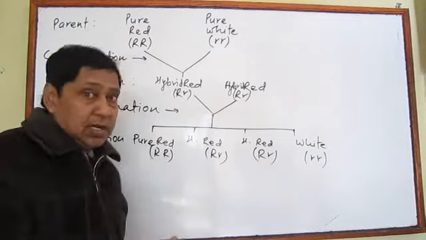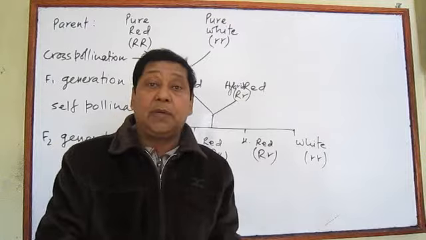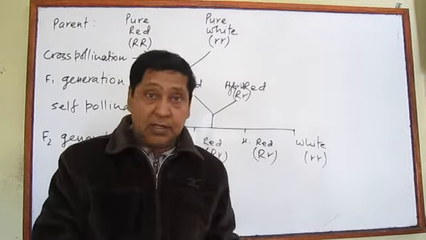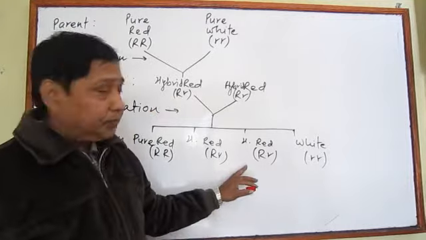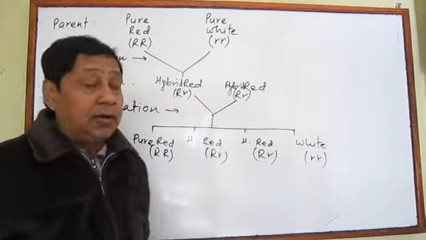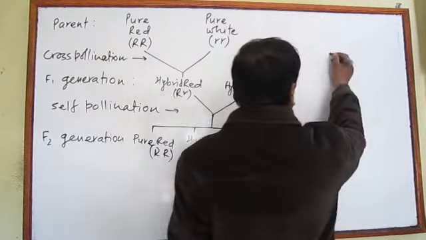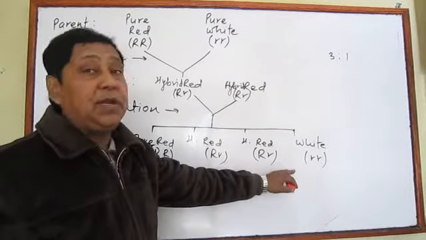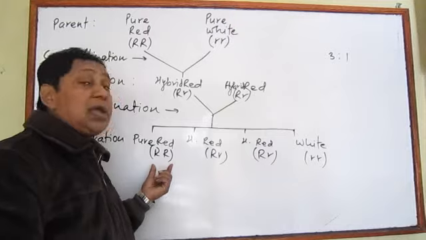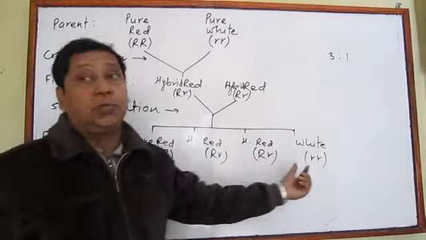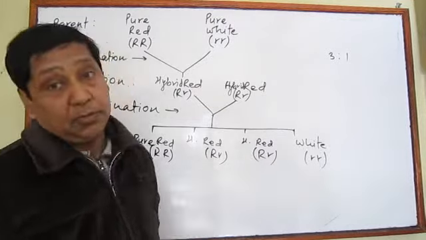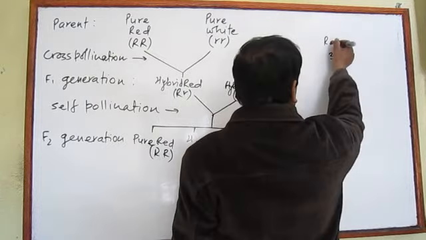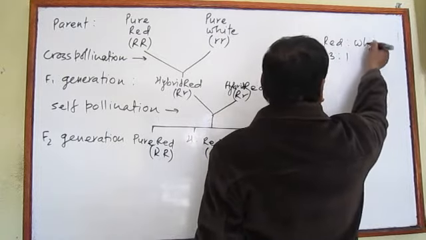Phenotype means the external appearance of an organism with regard to one or more characters. Phenotypically, red flower and white flower are in the ratio of 3:1. But there are three different types of gene: one is capital R, capital R, another is capital R, small r, and another is small r, small r. This is the phenotypic ratio 3:1, that is red to white.